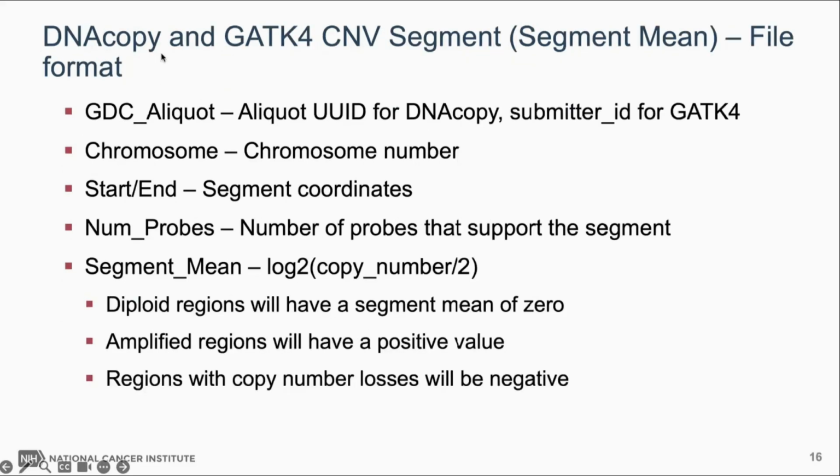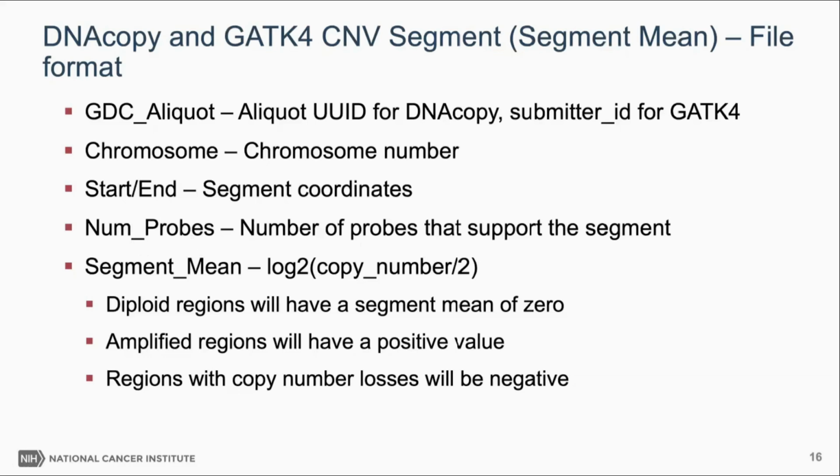Going to DNAcopy and GATK4 CNV, the segment mean files, there's a GDC aliquot column just like the other one, except for DNAcopy, it's the aliquot UUID, but for GATK4, it's the aliquot submitter ID. So it's like the TCGA barcode or the barcode for whichever project you're looking for. This is followed by the chromosome and the start and end, common things there. The number of probes is the next column, and it's the number of probes that support the segment for DNAcopy because this is SNP6 array-based.